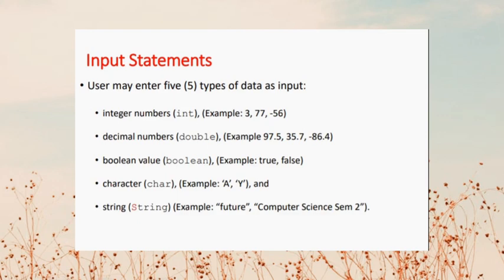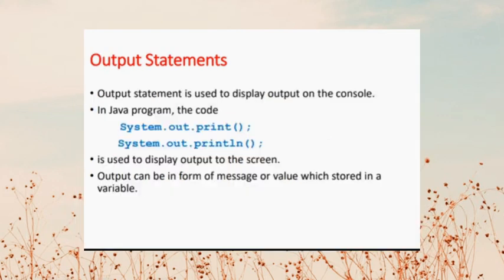Then we will go to the output statement. An output statement is used to display output on the console. In a Java program, the code System.out.print(); and System.out.println(); is used to display output to the screen. Output can be in the form of a message or a value which is stored in a variable.